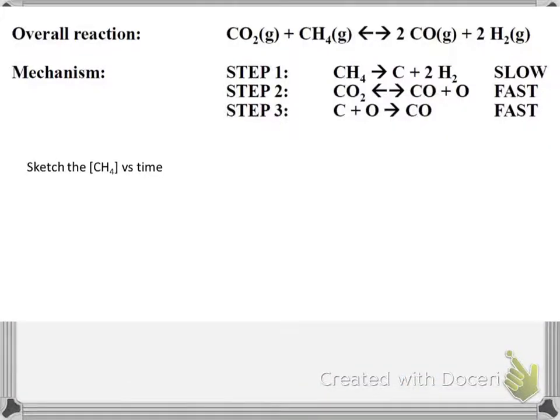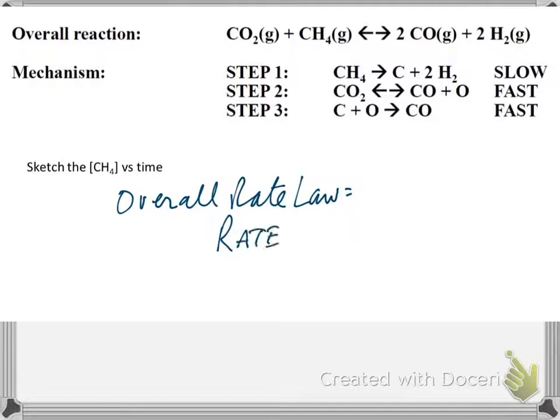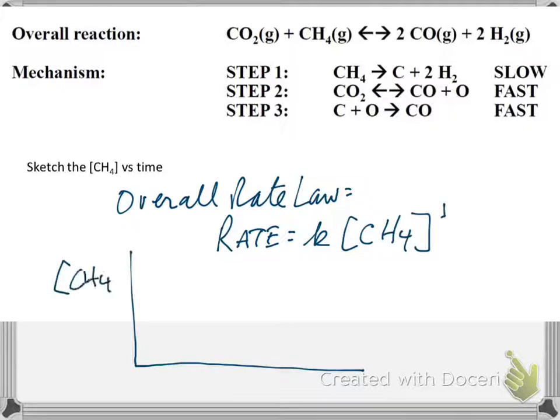Sketching the concentration of methane versus time, we know that the overall rate law is first order in methane. This would give us an exponential decay. So if we made a plot of concentration of CH4 versus time, it would look exponential. It would start off at some value and then decay down in a curvy exponential sort of way.